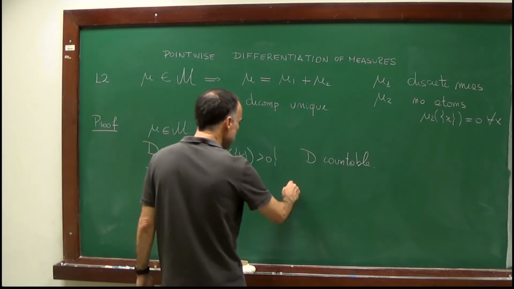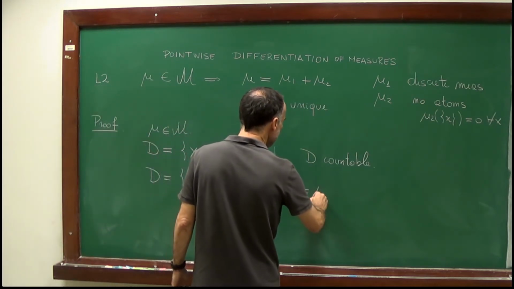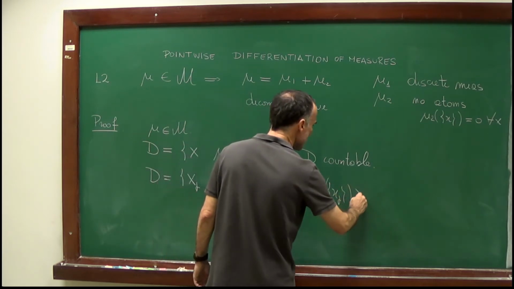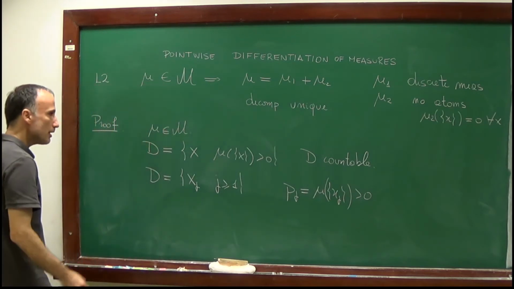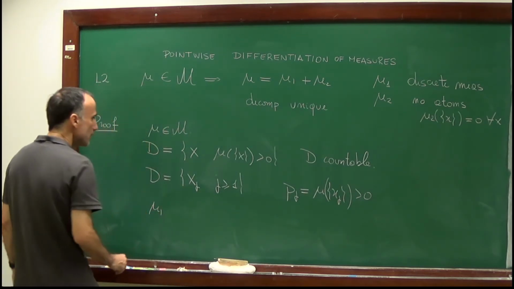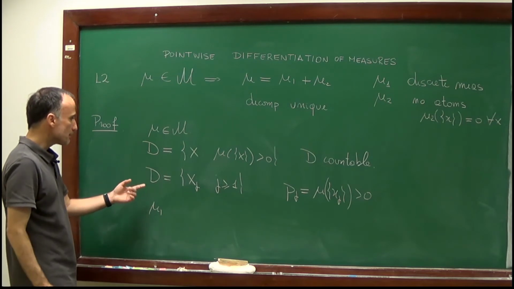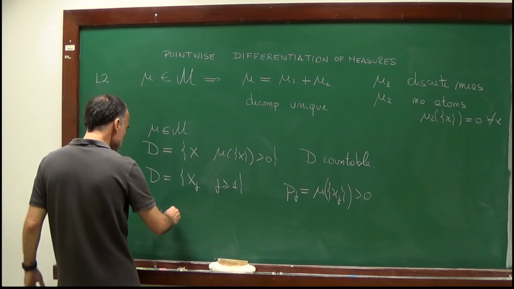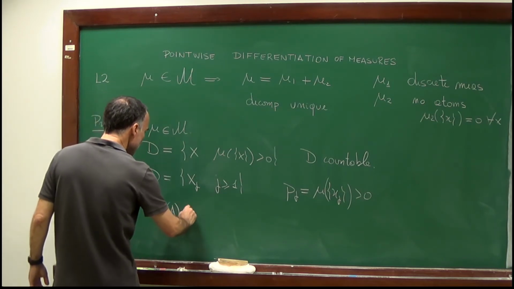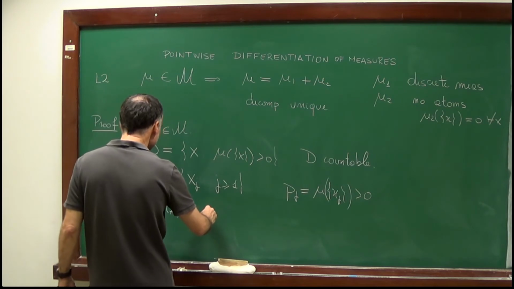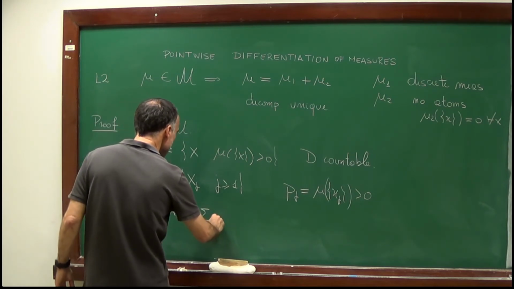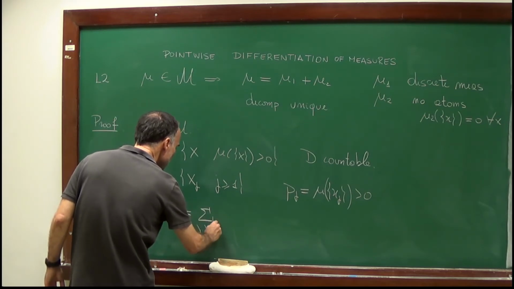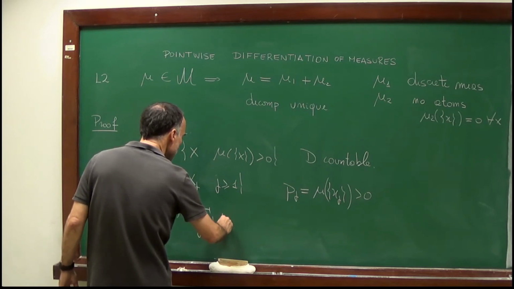And let's call Pj mu of the point xj, which is strictly positive. Now let me define mu1 as the discrete measure associated to D and to Pj. So mu1 of A is equal to the sum for all j such that xj is in A of Pj.